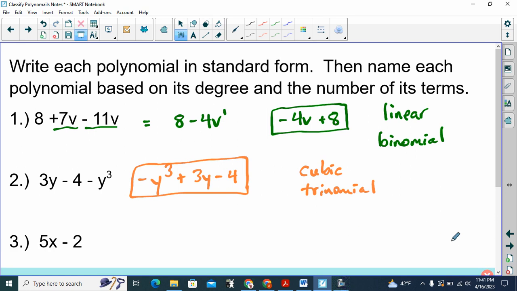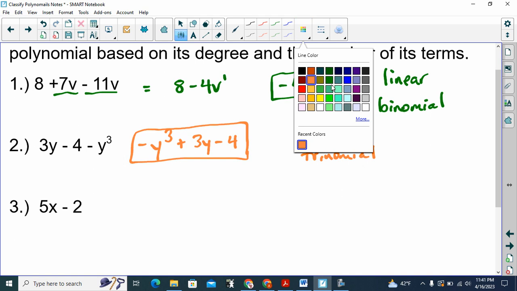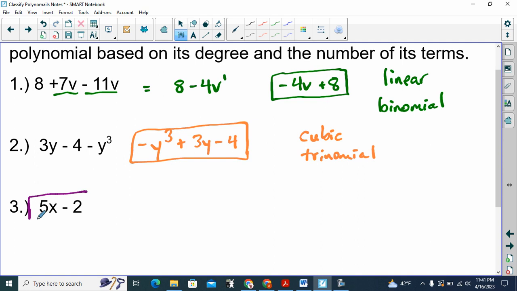And finally, number 3. Number 3 gives us 5x minus 2. Biggest exponent's 1, and then 2. Well, exponent's not 2. 1, and then 0. So it is already in standard form. We don't need to do anything to change it to standard form. And like this one here, it is a linear binomial. Highest power is 1, so linear, and there are 2 terms. That is classifying polynomials.